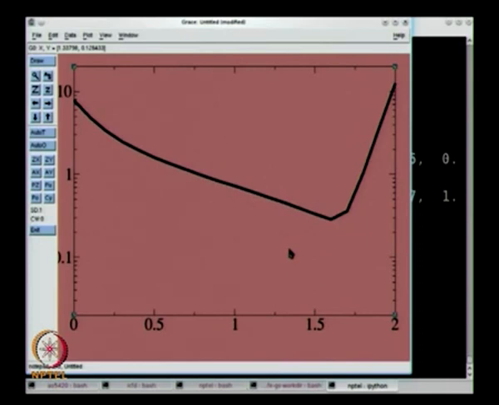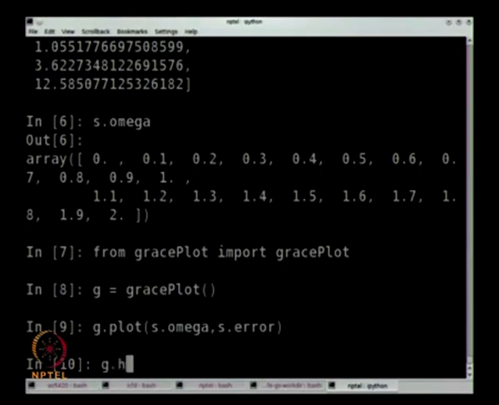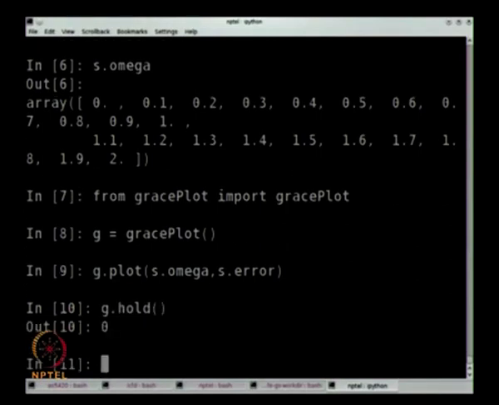So it looks like whatever we are looking for, this is important by the way, so you have to look at it in the log scale, the optimal omega value that we are looking for is somewhere there. Is everybody with me? The optimal omega value that we are looking for is somewhere there. So let me hold that graph because I want to plot on top of it, okay, and I will create another SOR solver for me.